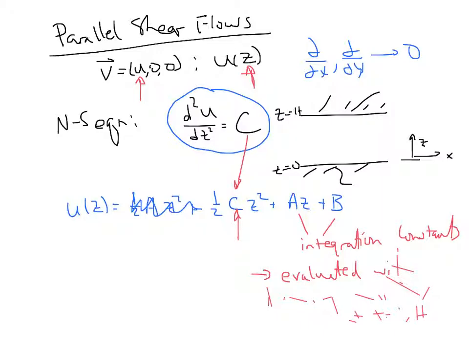We did a few different examples in class of cases where the plates were moving on either side, or the boundaries are moving, or that there was a pressure gradient or not a pressure gradient, or flow down an inclined plane. Really, at its core, all of these solutions have the same mathematical form.